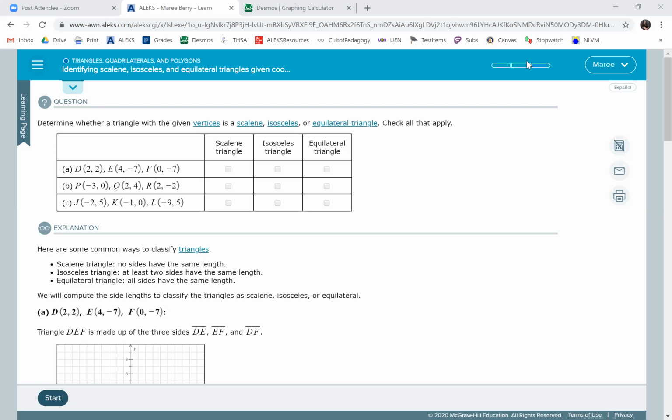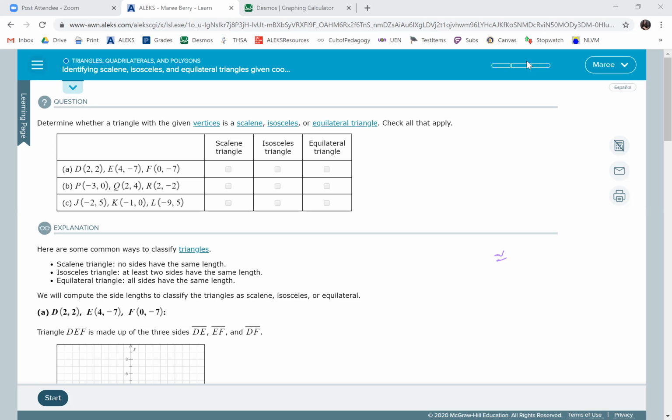Since we are trying to find out if these triangles are scalene, isosceles, or equilateral, we have to find the side lengths of each triangle. So you do want to use the formula to find side length. We're going to do the square root.